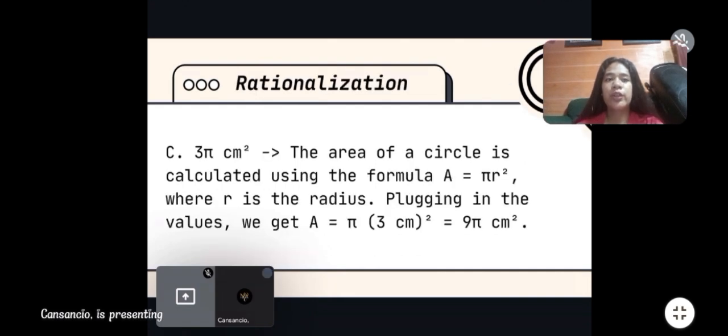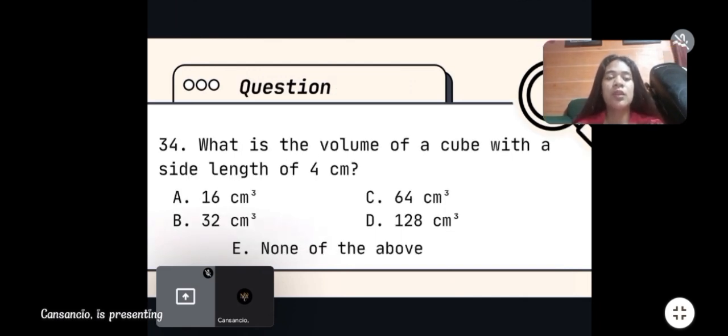So the correct answer is letter C, 3 pi centimeter squared, because the area of a circle is calculated using the formula A equals pi r squared, where r is the radius. Plugging in the values, we get A equals pi (3 cm) squared, which equals 9 pi centimeter squared. So let's proceed to number 34.